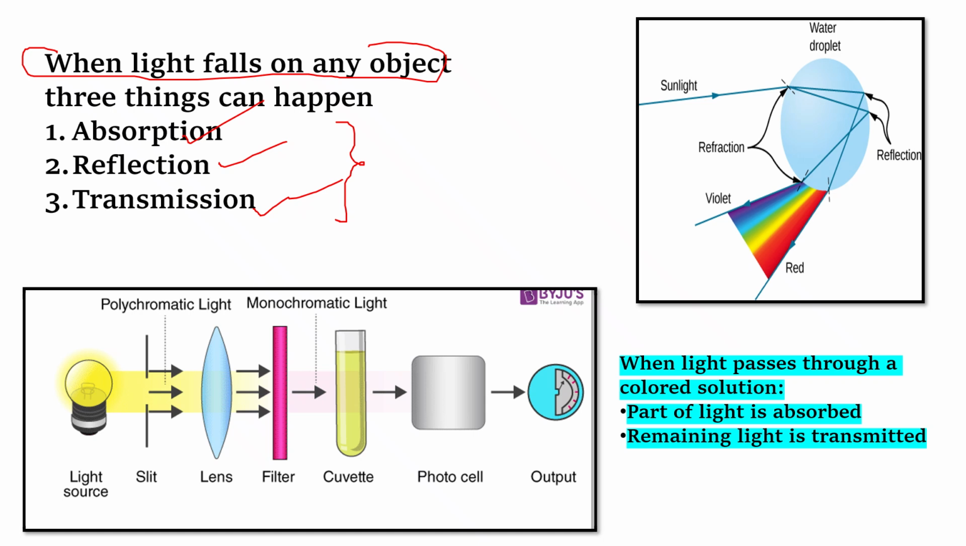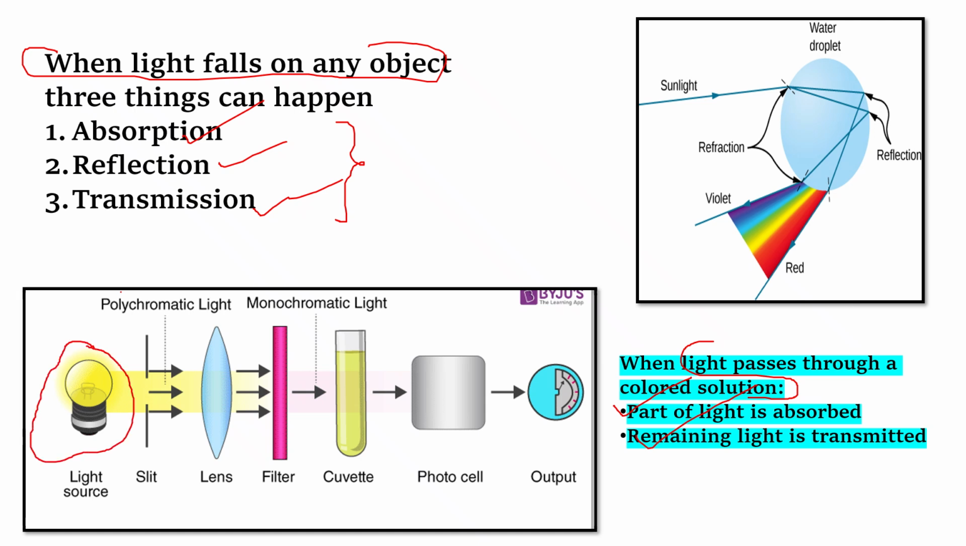When the light passes through the colored solution, a part of the light is absorbed and the remaining light will be transmitted. So Beer's law and Lambert's law talk about the amount of light which is absorbed and the light which is transmitted. Here you can see the structural setup inside the colorimeter.